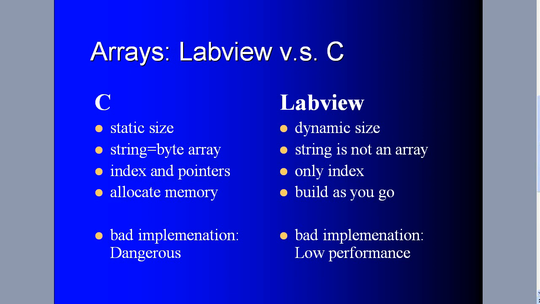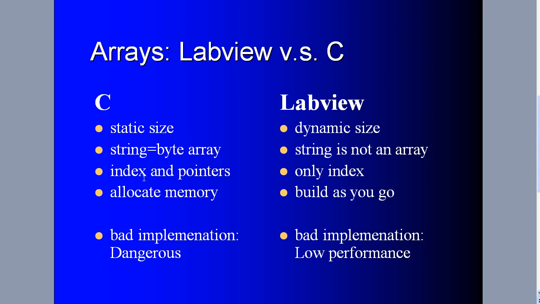In C, every array has a static size, and in LabVIEW all arrays have a dynamic size. In C, a string and a byte array are in fact exactly the same. Of course you have the string object, but that's something else, that's C++. And in LabVIEW, there's a complete difference between a string and an array.